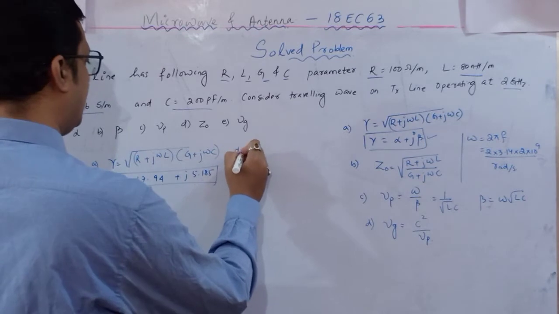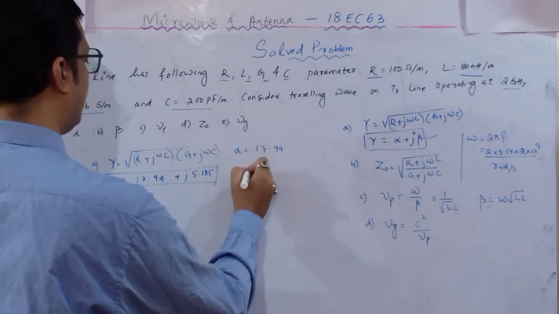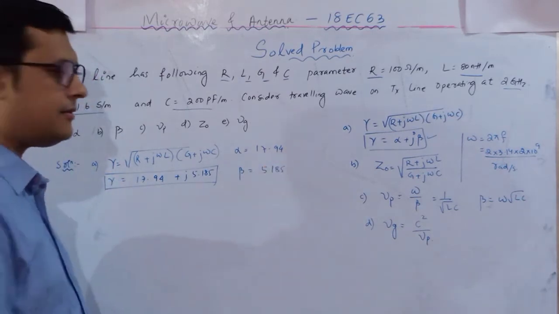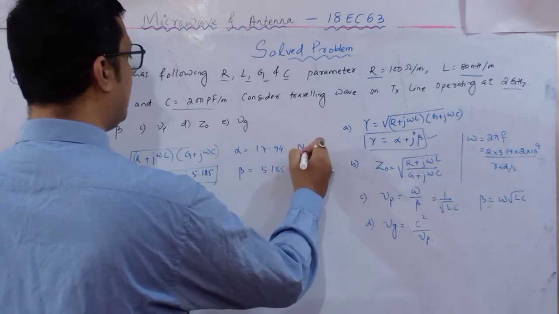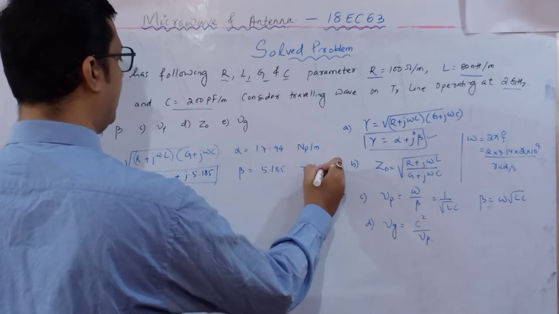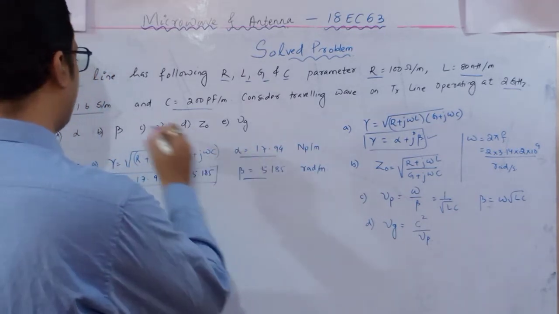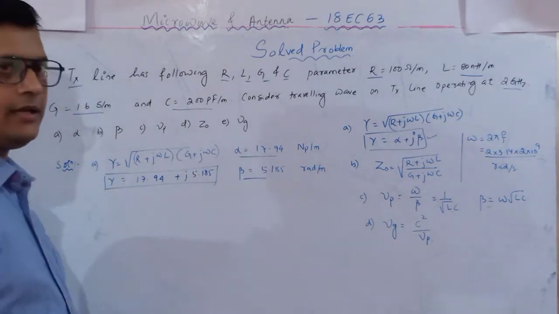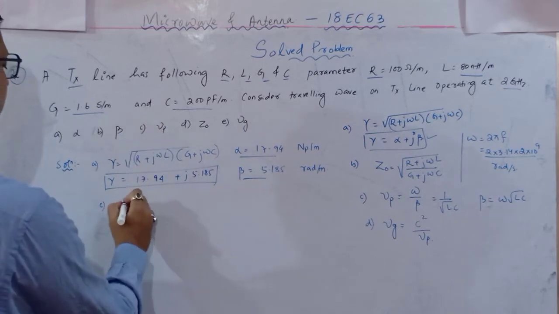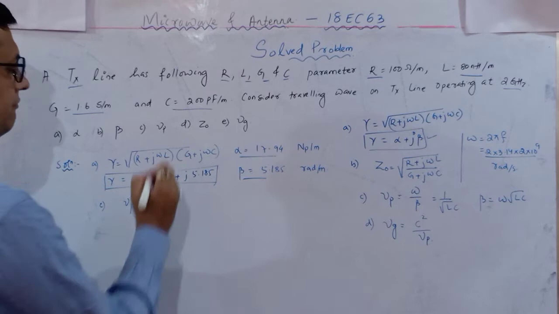Now here the real value is 17.94 and the imaginary value is 5.185. So this is nothing but attenuation constant Neper per meter, and this one is radian per meter. So alpha and beta we have determined. So A is alpha and B is beta. Next we have to calculate what is our phase velocity. So phase velocity is omega by beta.